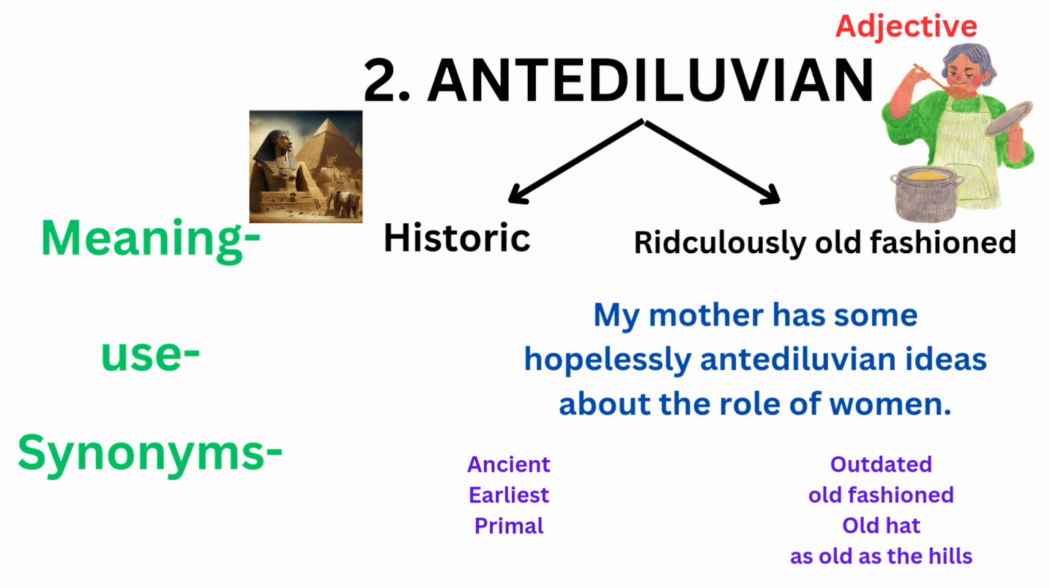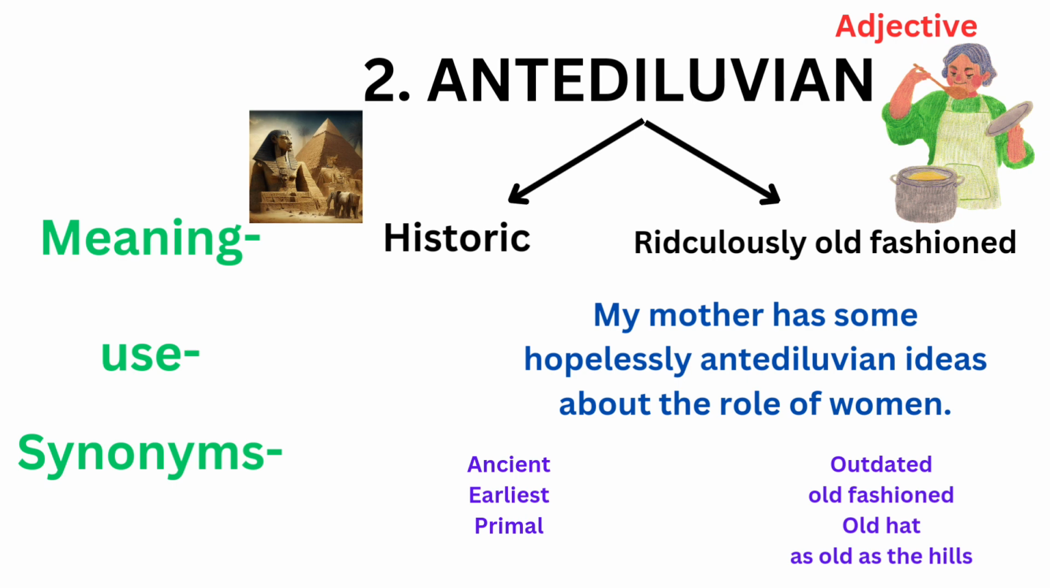But if we go in details, antediluvian means ridiculously old fashioned. For example, the thinking of our grandparents, we can call their thinking antediluvian or old fashioned, as we don't associate with that. For more clarity, see the use of the word antediluvian in this sentence. My mother has some hopelessly antediluvian ideas about the role of woman. It means that my mother thinks a woman should do household works, shouldn't work outside, or bear children, etc.